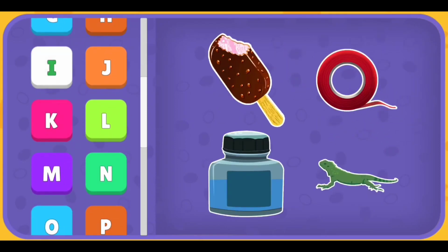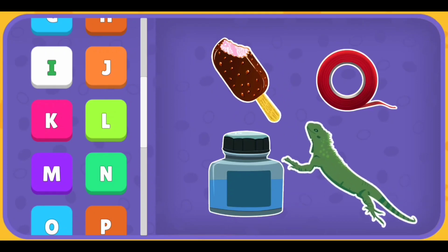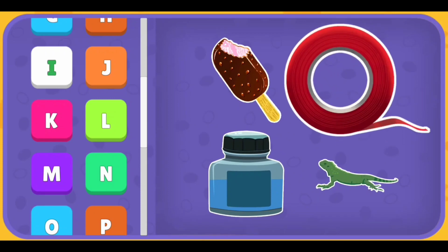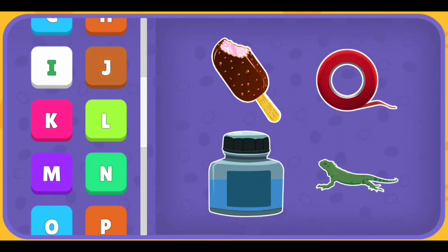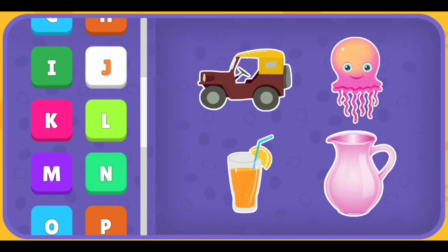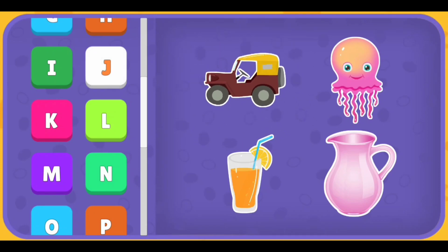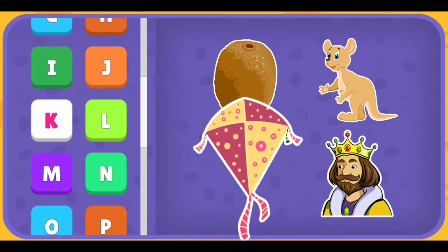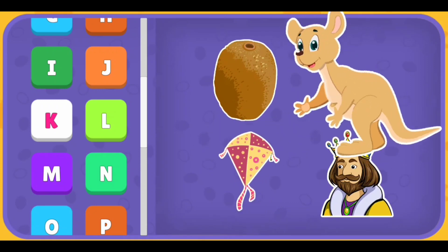I, ice cream, iguana, ink, installation tape. J, jeep, jug, juice, jellyfish. K, kiwi, king, kite, kangaroo.